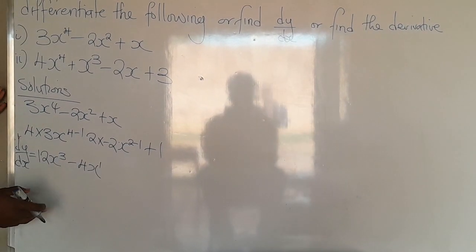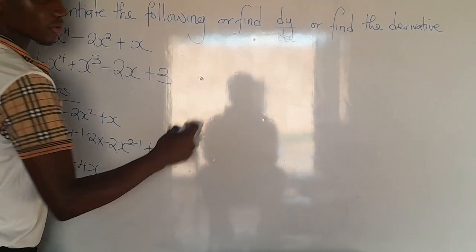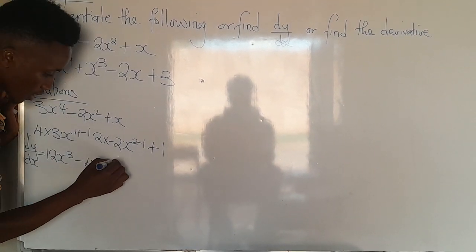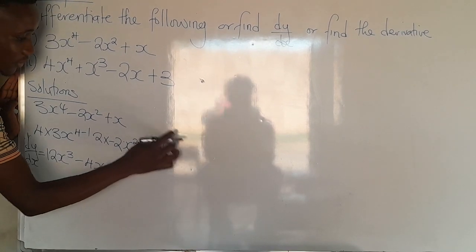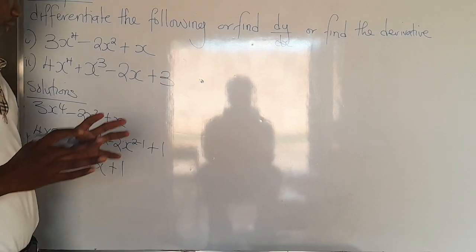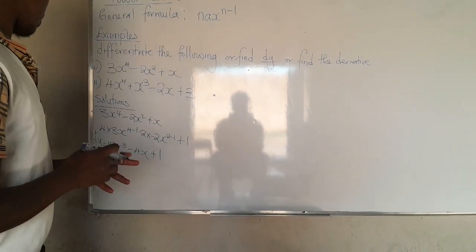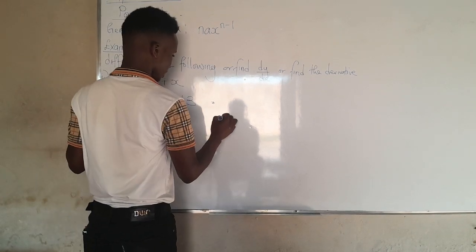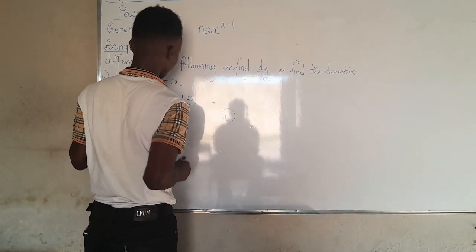We can put the 1 or we can't, because any number or any letter to the power 1 is that same letter itself. Then finally plus 1, because when we differentiated x, it gave us 1. So every time that you differentiate x, just know that your answer is 1. Right. So I'll go to the second example.